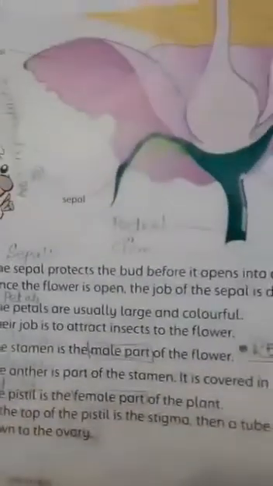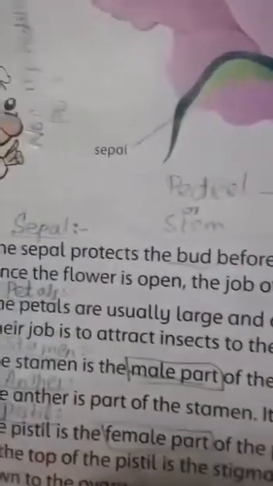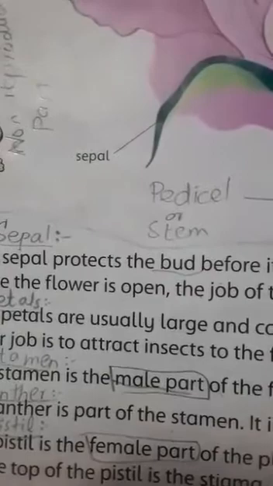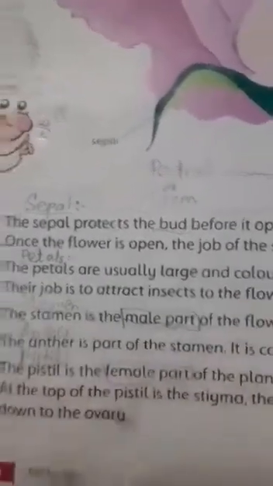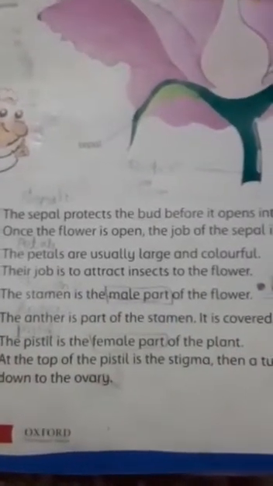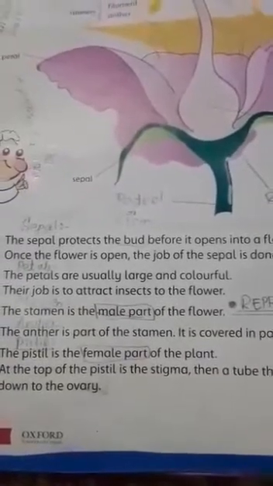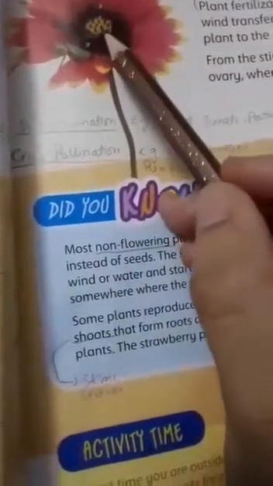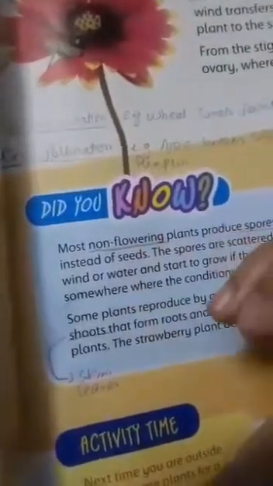If we talk about the function of the anther, it produces pollen grains. The pollen grains consist of male gametes. These black structures are pollen grains, and they consist of male gametes.